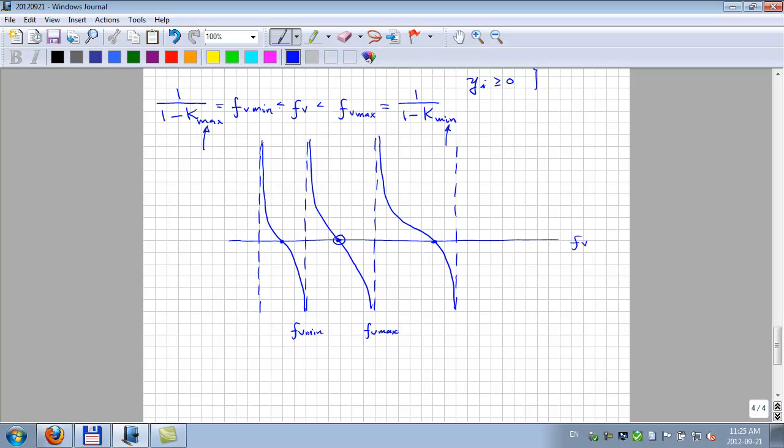But these functions will always look like this. And another thing you can be sure of is that 0 to 1, which is a physically acceptable solution, will always lie between these. So 0 and 1 will always be somewhere between FV max and FV min.